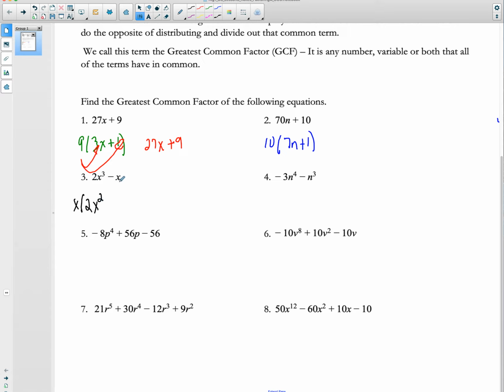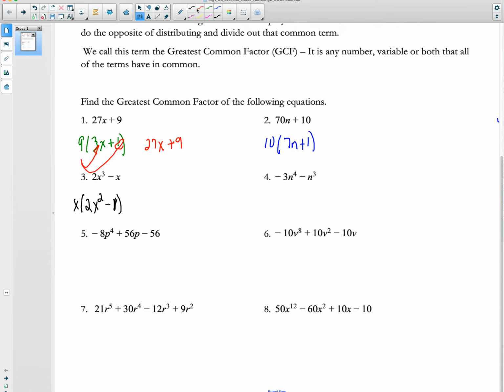Now I only had this 1x, and now I have factored it out front. Here's where we have to be cognizant of which operation we're using. It's division. So when I take this x and divide by this x, that leaves me just 1. And now, once again, if I distribute, x times 2x squared is 2x cubed, x times negative 1 is negative x.